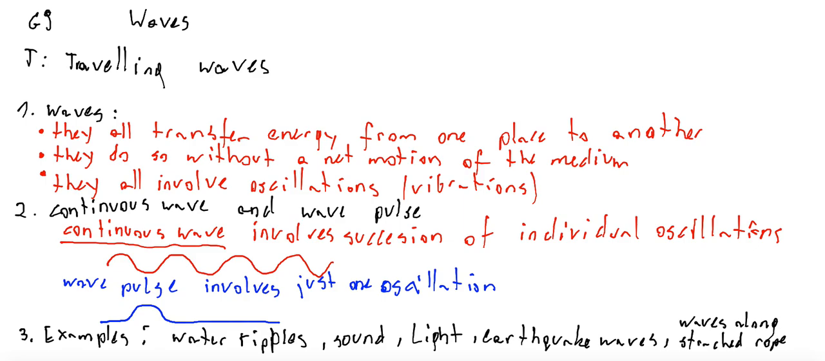Please copy this page, these 3 points, and the next slide will be very important, because we can divide waves into 2 main types: transverse waves and longitudinal waves. In the case of transverse and longitudinal waves, I'm going to talk also about 2 very important terms related with waves: ray and wavefront. So point number 4, ray and wavefront.